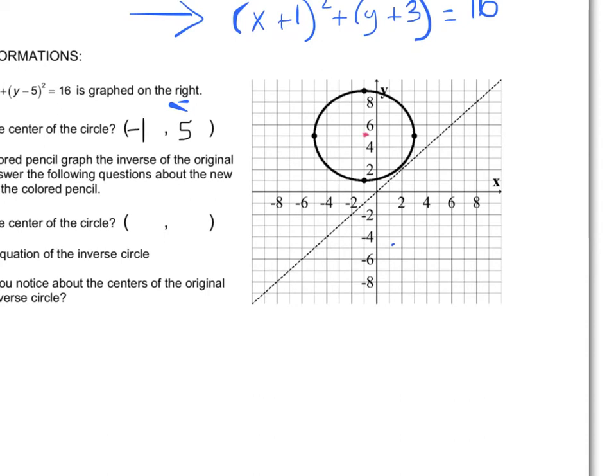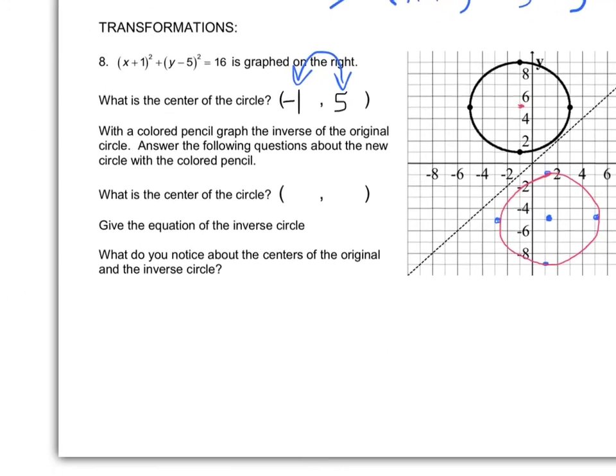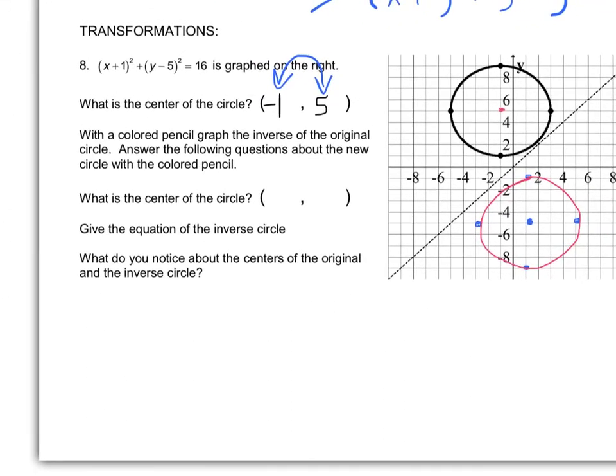Now, again, the radius is going to be the same because the inverse doesn't change the shape. So since the radius is 4, I'm going to count 1, 2, 3, 4 in each direction. And what I'm going to do is combine them, and that's the inverse of my circle. So what I did is I just switched the x and the y.